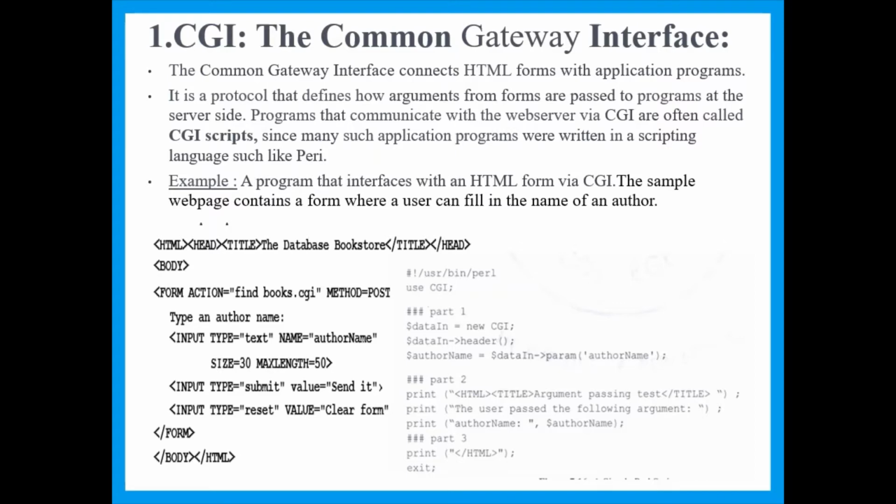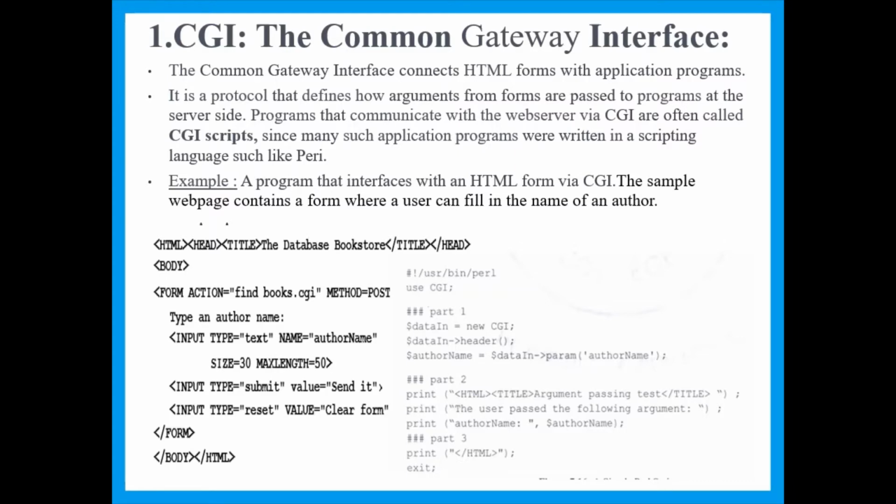After the form tag, we specify the type. Here the author name is a label, and using an input tag, type equal to text, one text field has been created. The name of the text field is given as author name with the help of the name attribute, and the size of the text field is given as 30 and the maximum length as 50.